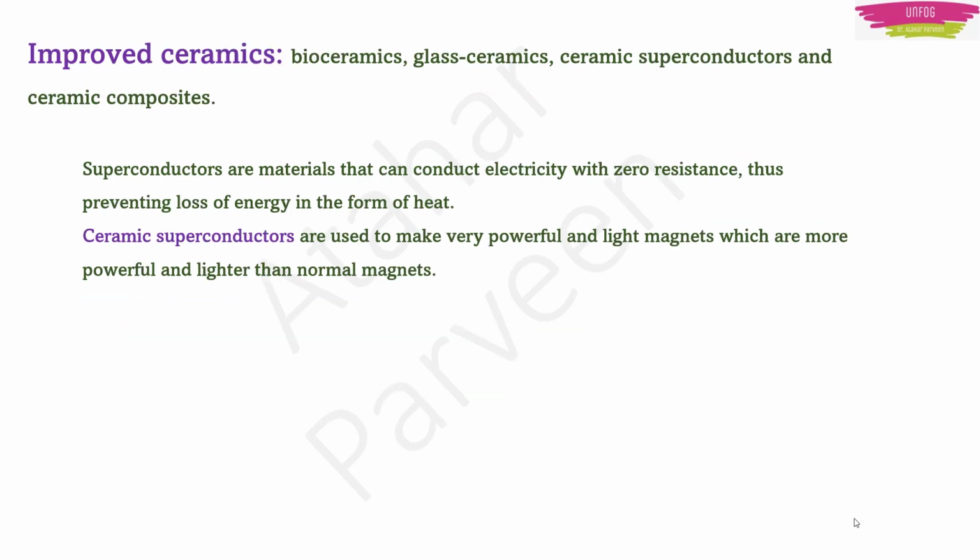Now let's talk about improved ceramics. They are bioceramics, glass ceramics, ceramic superconductors and ceramic composites. In this, ceramic superconductors are important for us. So let's talk only on that. Now superconductors are materials that can conduct electricity with zero resistance. Remember, thus they will prevent loss of energy in the form of heat. That's why ceramic superconductors are used to make very powerful and light magnets, which are more powerful and lighter than normal magnets.